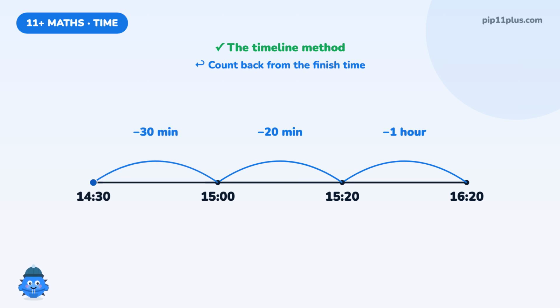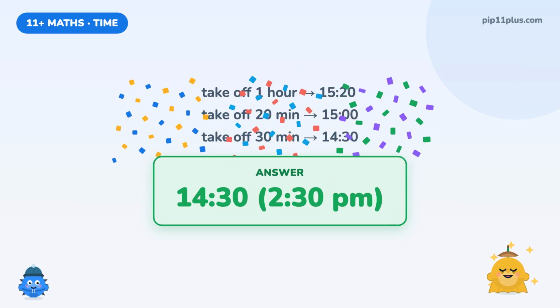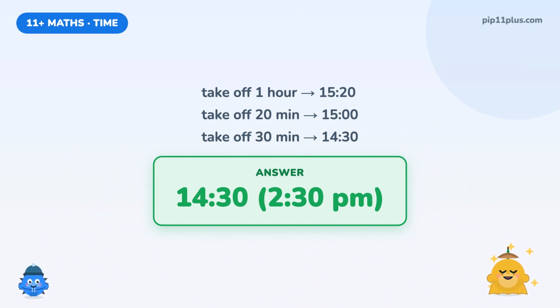Now the 50 minutes, 20 of them lands us on 3 o'clock, 1500, leaving 30 more to take off. 30 minutes before 3 o'clock is 2:30. So the coach set off at 14:30, 2:30. Notice the jumps add back to 1 hour 50, which tells us we're right.